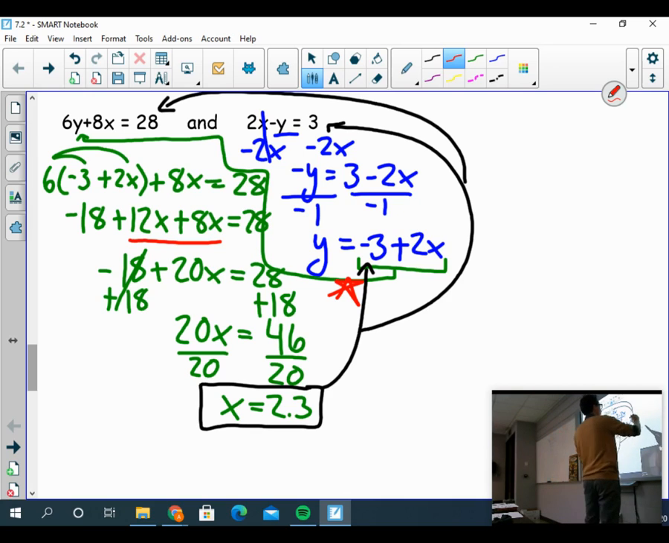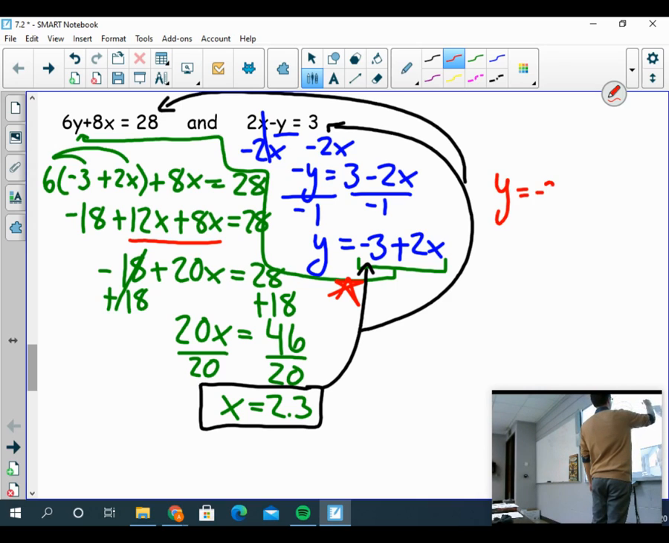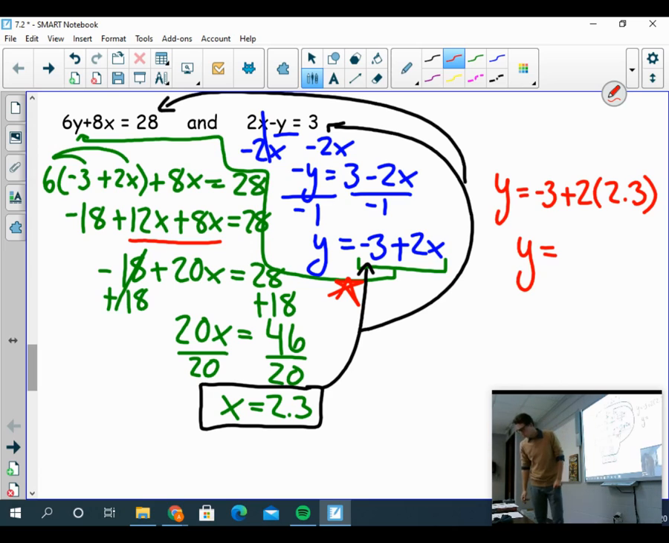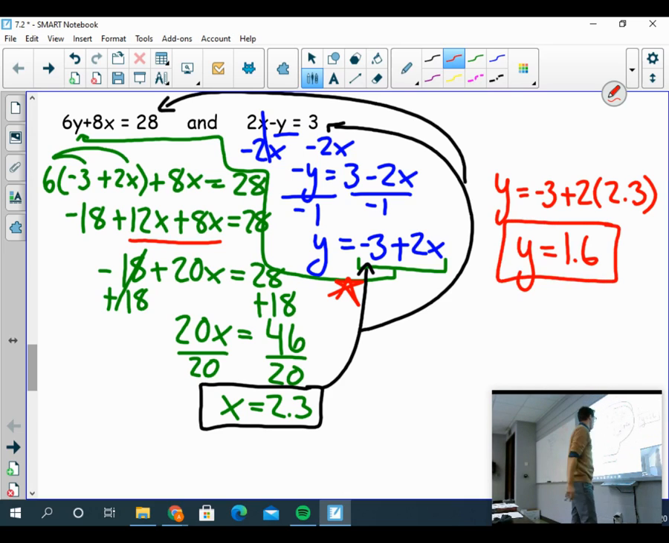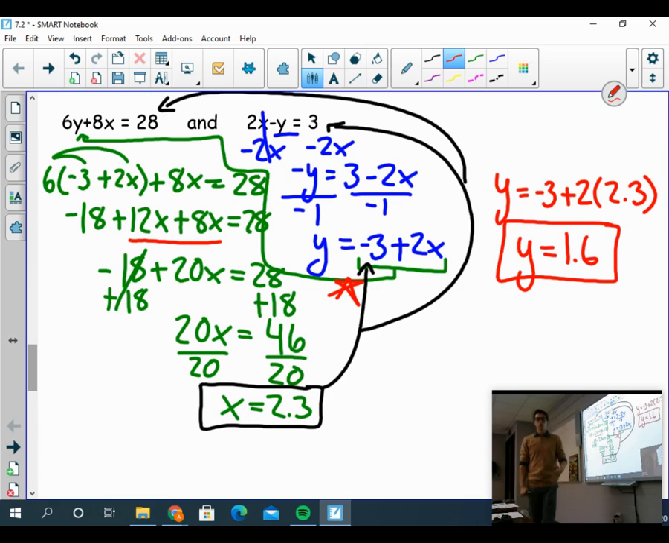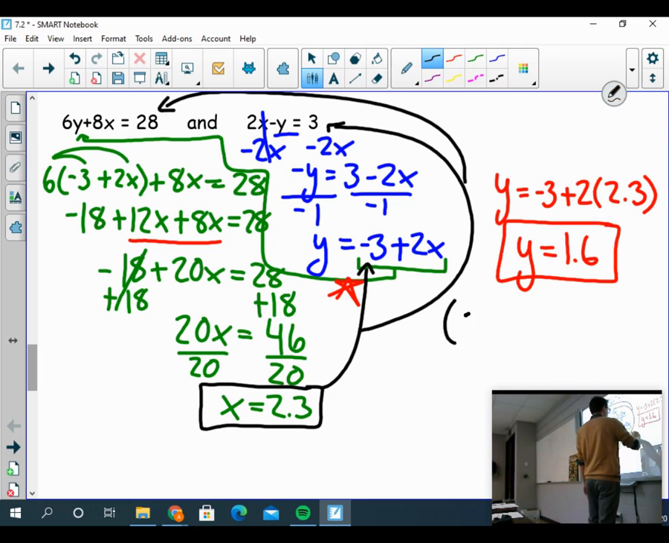So when I do that, I get y equals -3 plus 2 times 2.3. And I end up with a grand total of y equals 1.6. That means 2.3 and 1.6 are the two numbers I can plug in for x and y respectively to get the equations, or they act as solutions to my equation. If I plug them in, they make the equations true. To write it as an ordered pair, (2.3, 1.6).